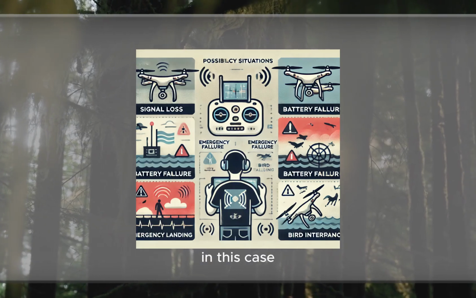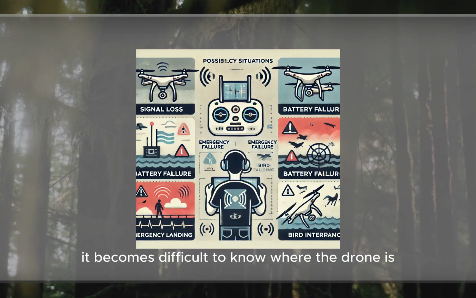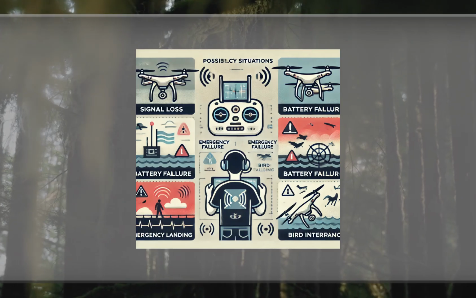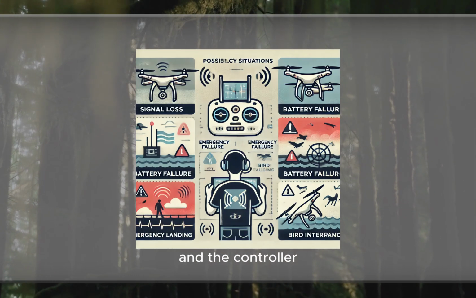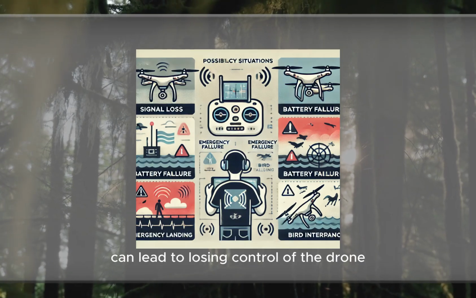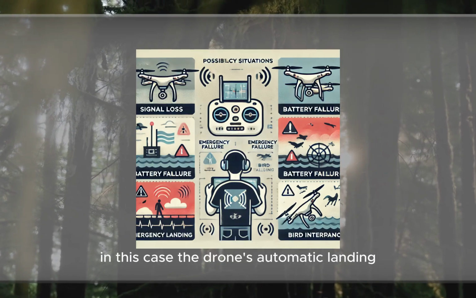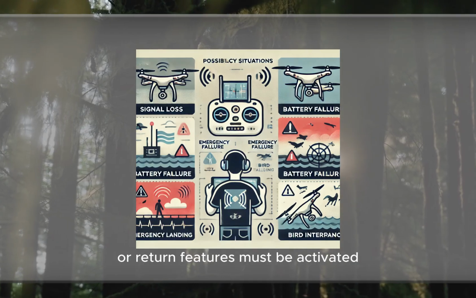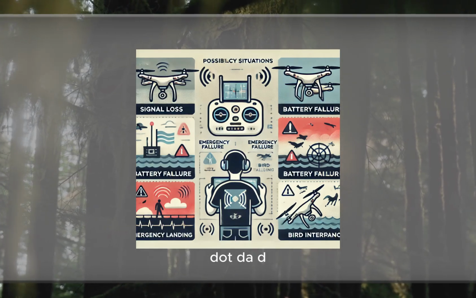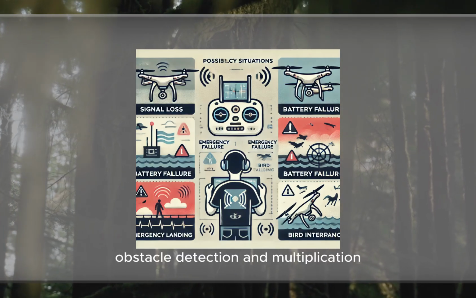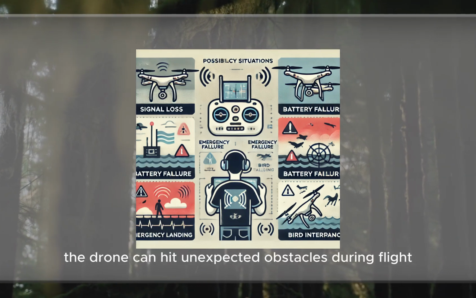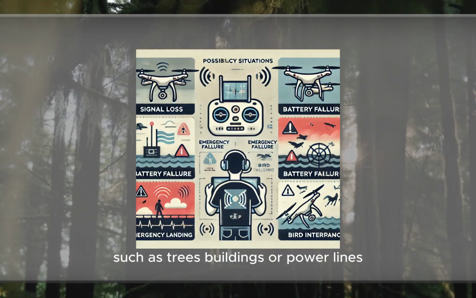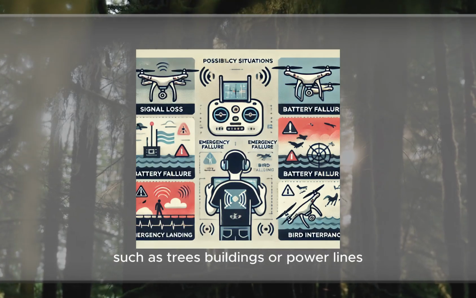B. GPS loss or weak signal. Loss of the GPS signal can cause the drone to lose its location information. In this case, it becomes difficult to know where the drone is. C. Communication loss. Loss of communication between the drone and the controller can lead to losing control of the drone. In this case, the drone's automatic landing or return features must be activated.